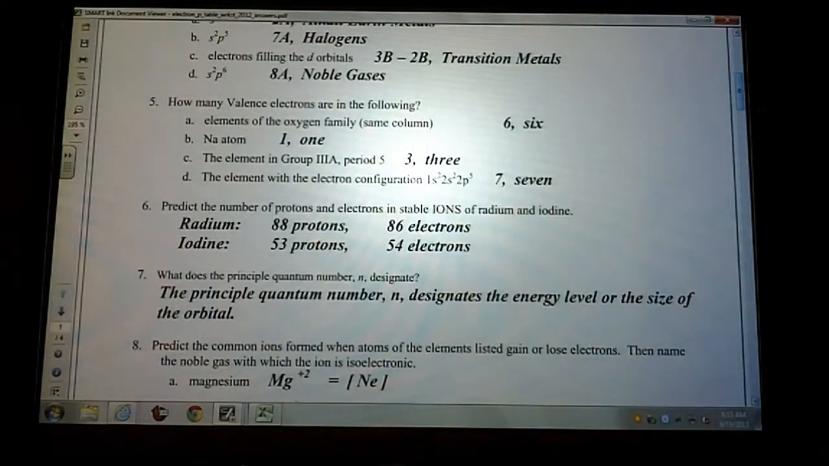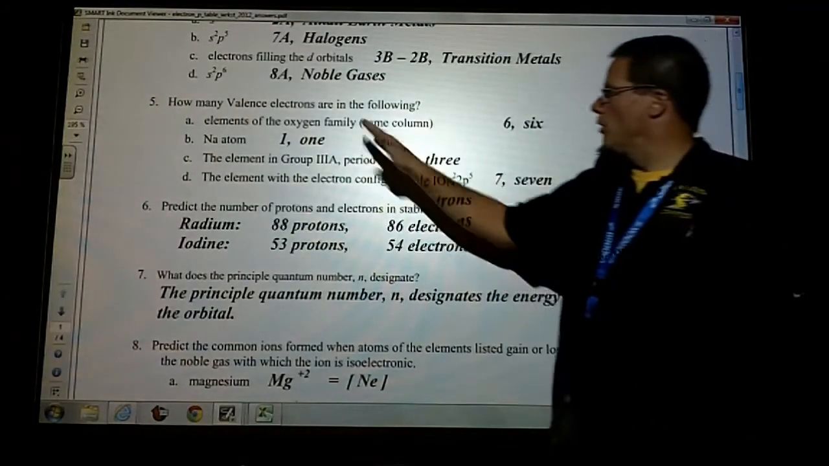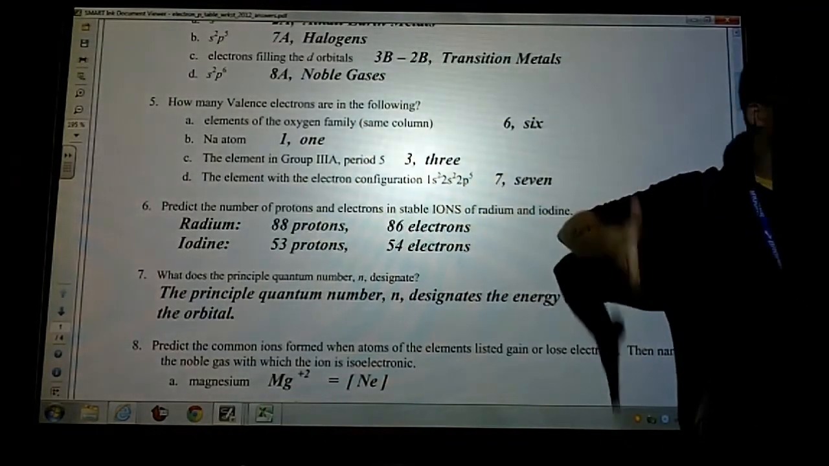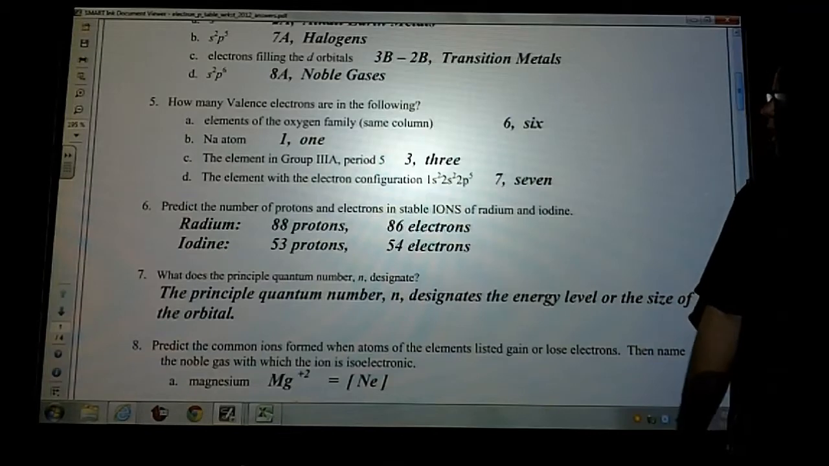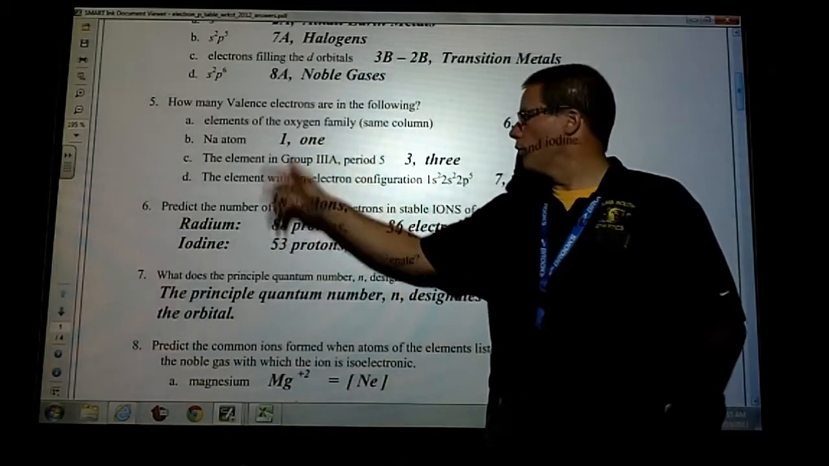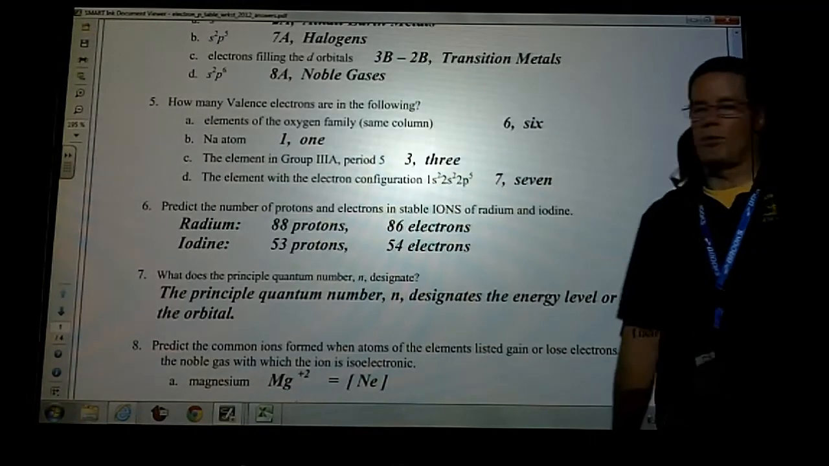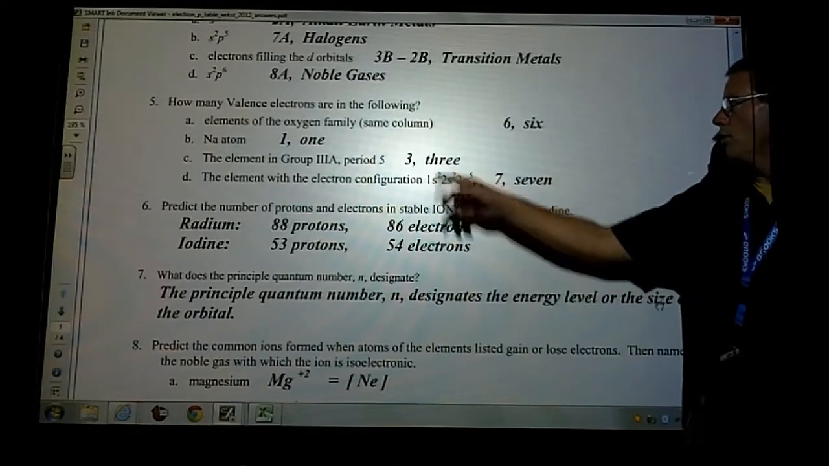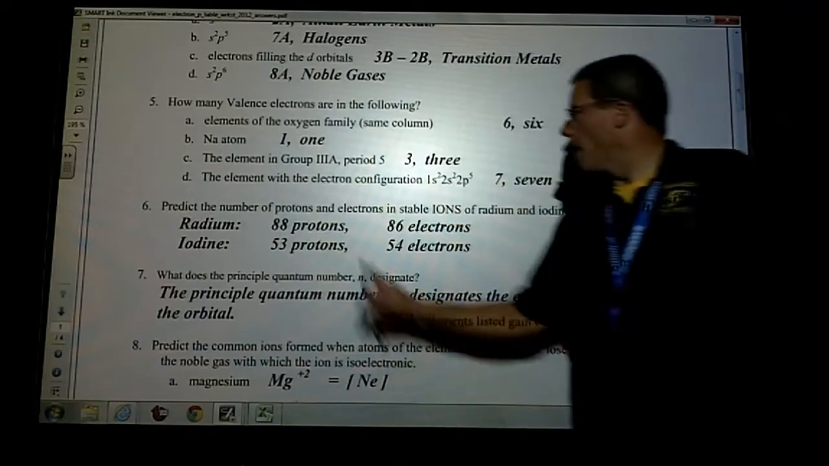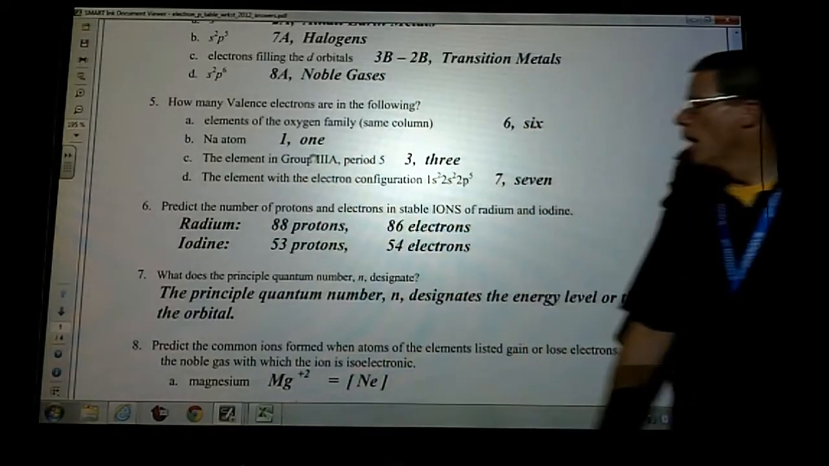Number 5 asks, how many valence electrons are in the following? So elements in the oxygen family, which is in column 6A, so 6. Sodium, group 1A, so there's 1. Element in group 3A, period 5. So there's 3 valence electrons. That was the giveaway, the 3A.